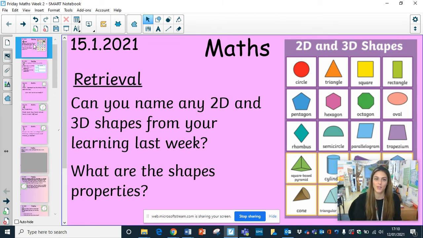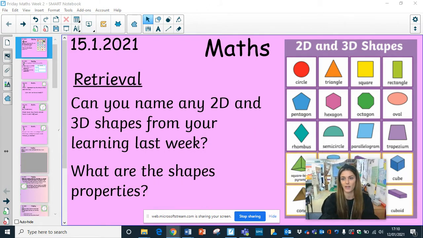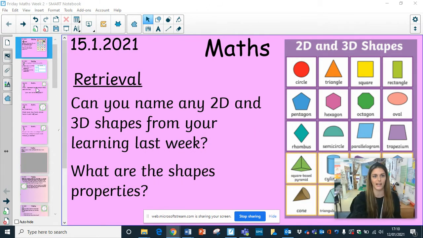Hello Year 1 and happy Friday. First of all, I'd like you to start with your retrieval, so just your recap of learning of things that you should already know. Can you name any 2D and 3D shapes from your learning last week? What are the shapes and what are their properties? I've put a little image up there to support you with some of the shapes on there, so if you can recognise as many as you can of those.